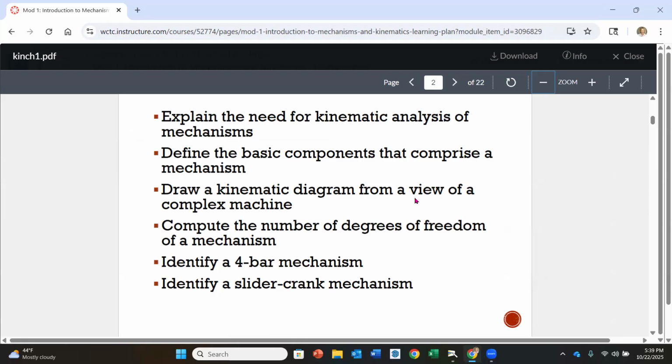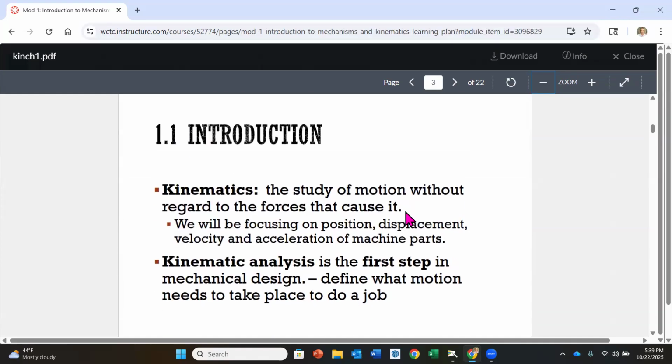And as I had stated the last time we were together, kinematics ends up being the first step in the design process. It's kind of like the layout work that we end up doing, okay? Now, along the way, we're going to define components that comprise a mechanism. We're also going to be learning how to draw a kinematic diagram, as well as compute the number of degrees of freedom, or what we call the mobility, okay? I also want to introduce you to identifying 4-bar mechanisms and also a slider crank mechanism, okay? So those are the things that we're going to be touching on.